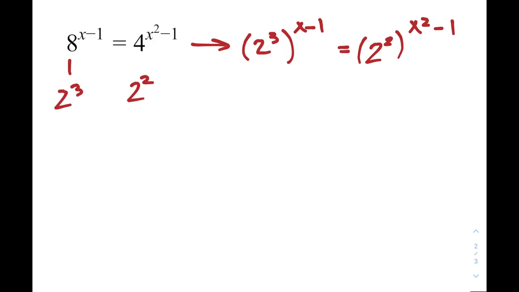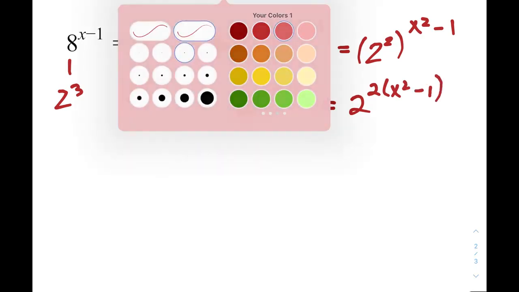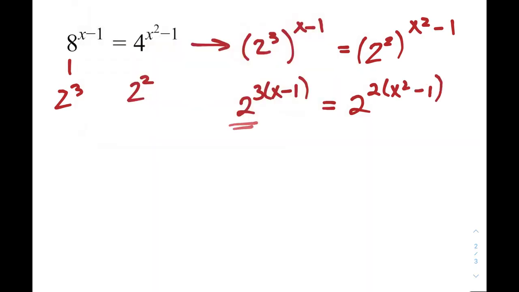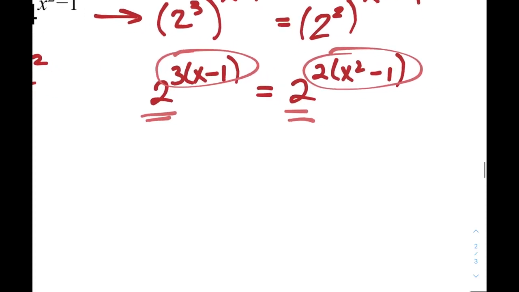Because now, if you look, when we have exponents stacked like this, we multiply them. So we'll have 2 to the 3 times x minus 1 equals 2 to the 2 times x squared minus 1. And now that we have the same base, we can take the exponents using the exponential property of equality, and we can set them equal to each other. So 3x minus 3 equals 2x squared minus 2.